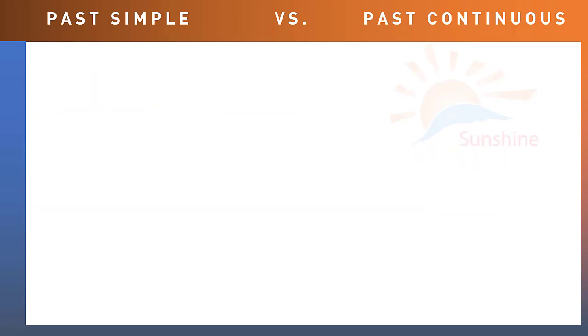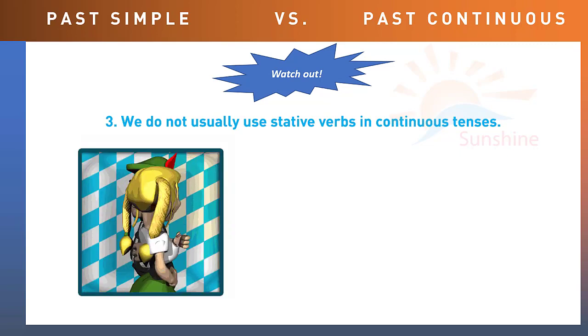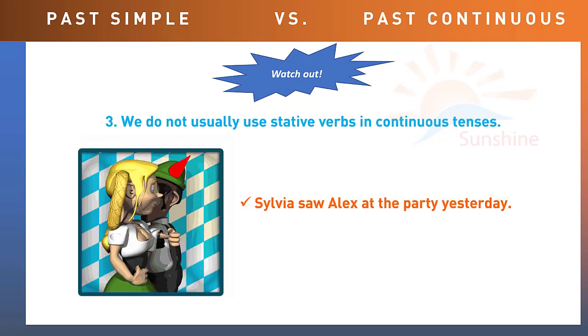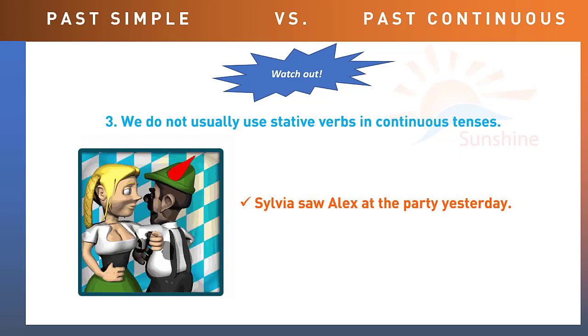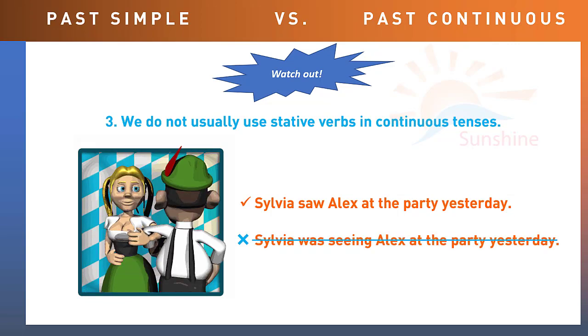We do not usually use stative verbs in continuous tenses. For example, we can say, Sylvia saw Alex at the party yesterday. We would not say, Sylvia was seeing Alex at the party yesterday.